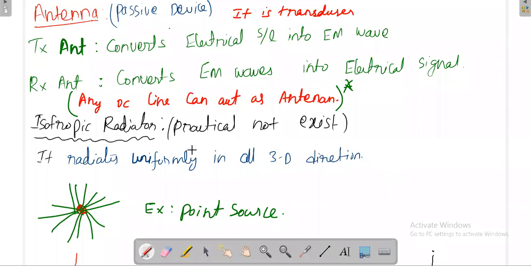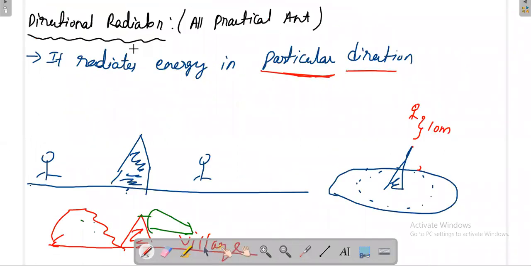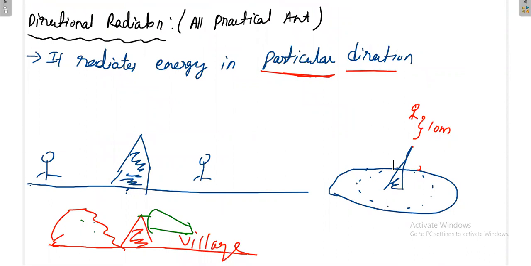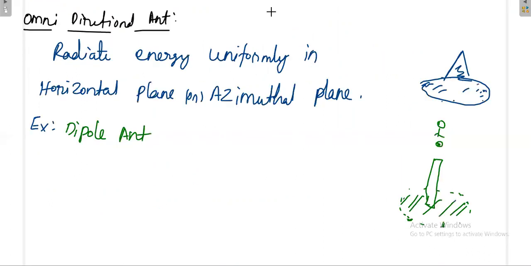Okay, next, what is a directional radiator? It will radiate only in a particular direction, because in reality we will radiate only in the horizontal plane, not in the vertical plane, because people are present only in the horizontal plane. So in reality, all practical antennas will radiate in a particular direction. That's why practical antennas are called directional radiators. Then we'll have the omnidirectional antenna.